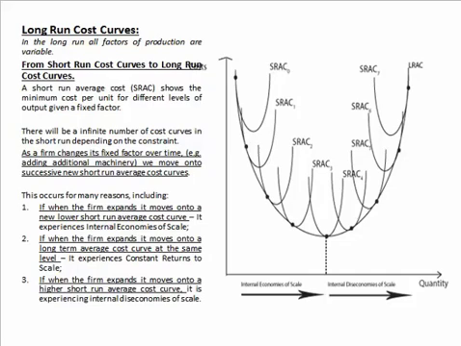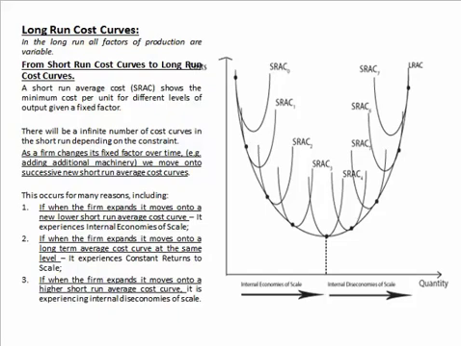As the firm changes its fixed factor over time, adding additional machinery, we move into successive new short-run average total cost curves. This occurs for many reasons. If the firm expands and moves to a new lower short-run average cost curve, it experiences internal economies of scale. If a firm expands and moves onto a short-run average cost curve at the same level, it experiences constant returns to scale.